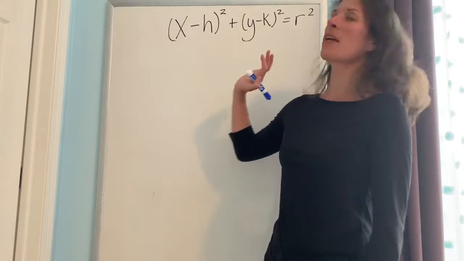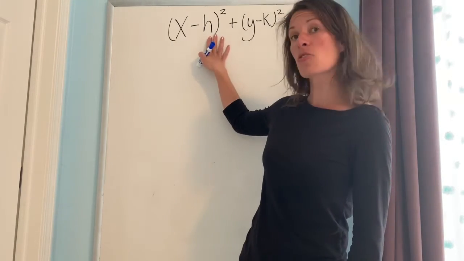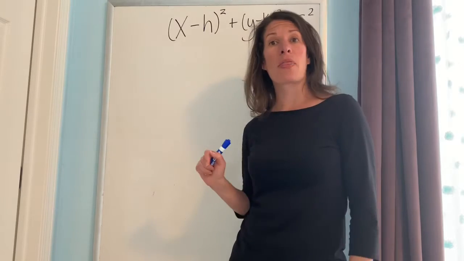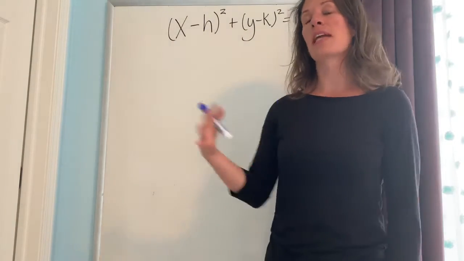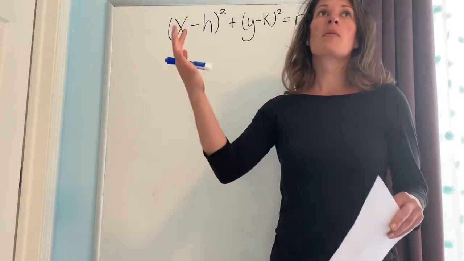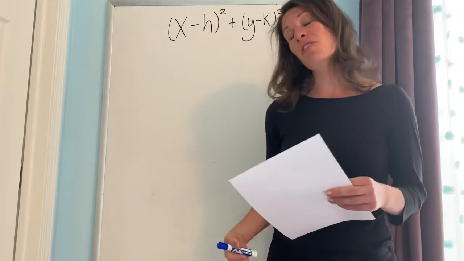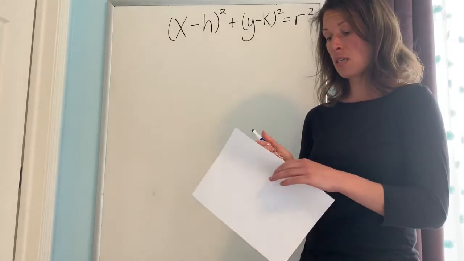We are still working with circles. Remember, our equation is (x minus h) squared plus (y minus k) squared, h being the x value for our center, and k is our y value for the center of our circle. So today, we're going to take the equation of the circle, find the center, and find the radius.